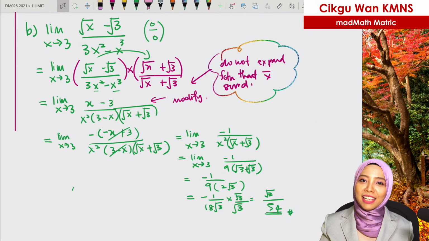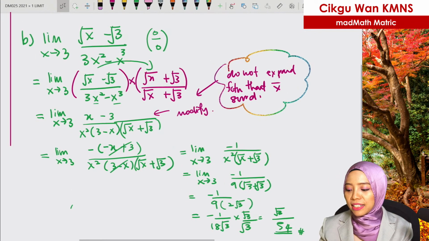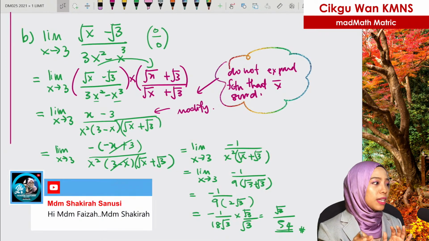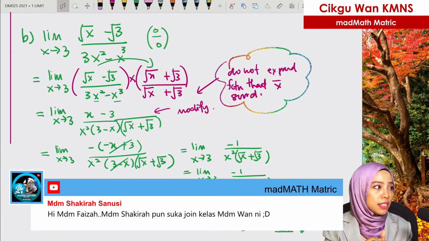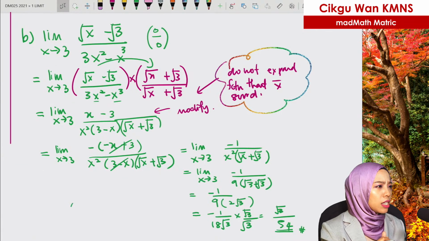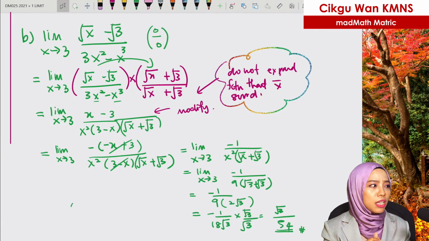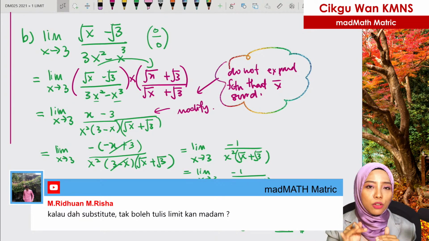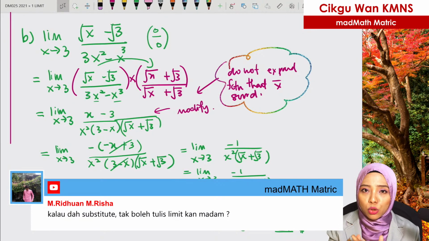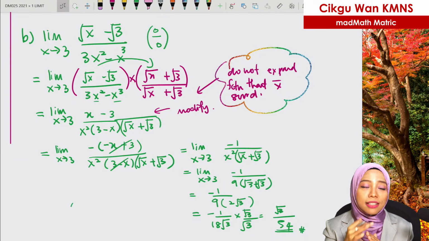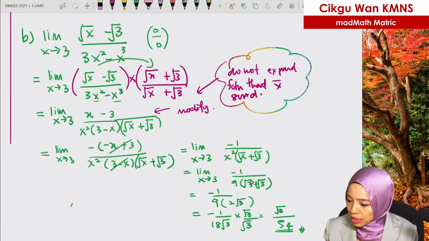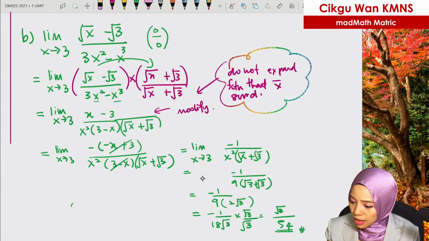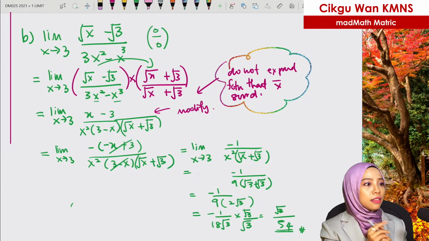Special guest nervous. Okay, please screenshot my class, my calculation, especially my students. Okay, the question, kalau dah substitute tak boleh tulis limit. Yes, you are very right. Once you have substituted, if you still write down limit at the front, salah. Dia cancel nanti. Okay, macam madam ni. Okay, ini tak boleh lah. Alright. Yes, this is correct.